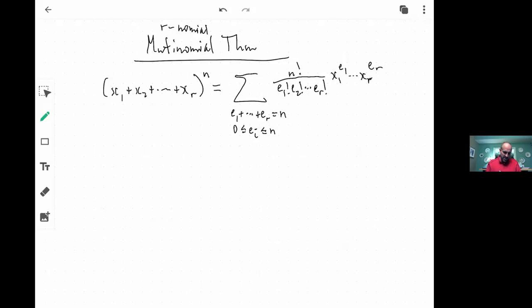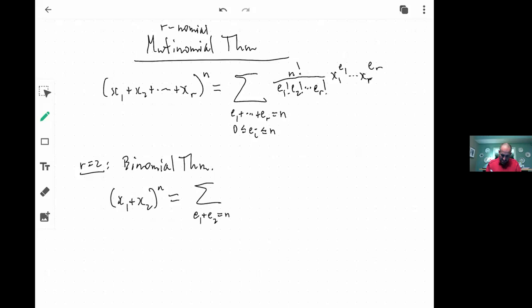And of course, the case r equal to 2 is the so-called binomial theorem, which we already know well. Okay, so the binomial theorem is just a special case of this. You'll have (x1 plus x2) raised to the power n is equal to what? Well, let's just write it out. Sum over E1 plus E2 equals n, 0 less than or equal to Ei less than or equal to n.